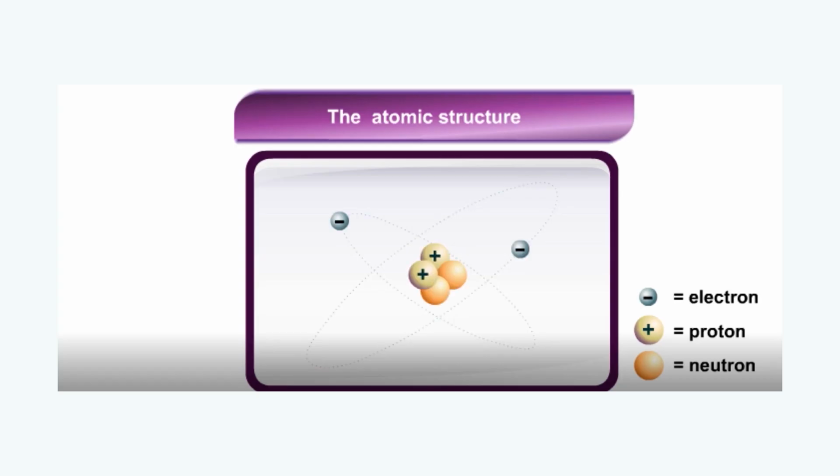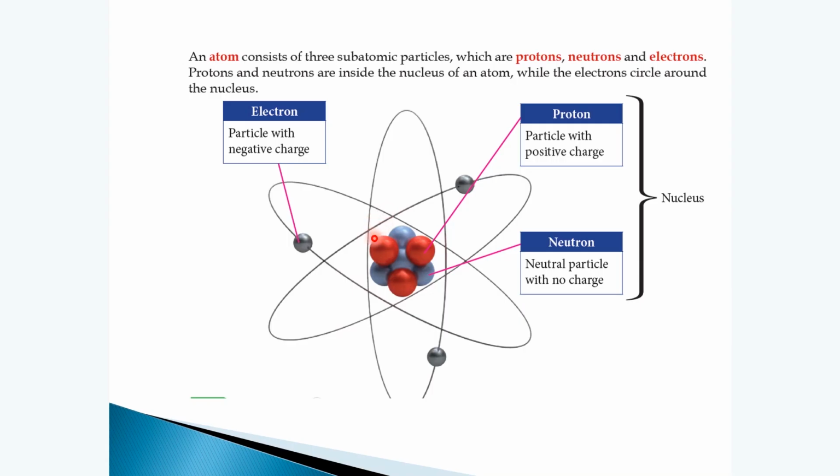An atom is made up of 3 types of subatomic particles, which are protons, neutrons, and electrons. Protons and neutrons form the nucleus in the center of an atom, while electrons move around the nucleus at a very high speed. Protons are positively charged. Electrons are negatively charged, while neutrons have no charge. The nucleus has an overall positive charge because it contains positively charged protons.